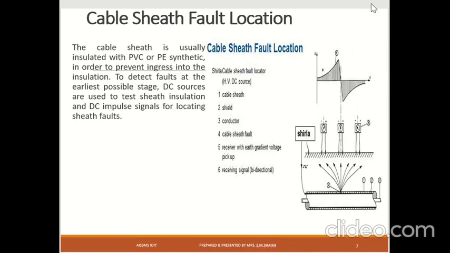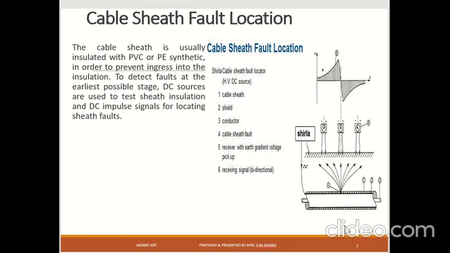Next, let us see the cable sheath fault location method. The cable sheath is usually insulated with PE, that is polyethylene synthetic, in order to prevent ingress into the insulation. To detect faults at the earliest possible stages, DC sources are used to test sheath insulation and DC impulse signals for locating sheath fault. Now, this is a typical cable sheath fault location method that is shown in this figure.